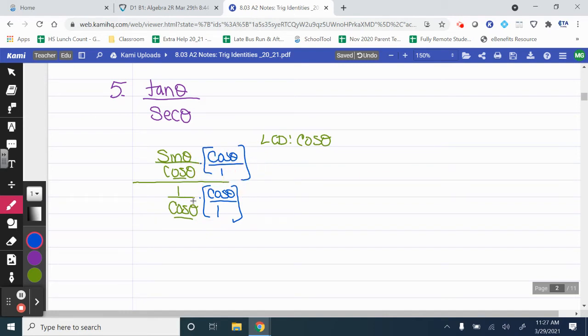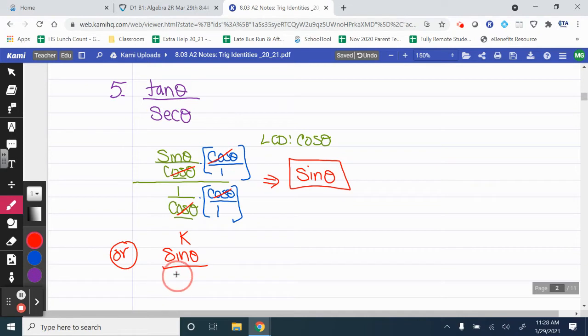In brackets if you don't have another color. And then I can cancel those out, so cosine theta. So now everything in the denominator is canceled out, leaving me with just sine theta over 1, or just sine of theta. Another option you could have done is your keep, change, flip. So sine theta over cosine theta, change division to multiplication, and then flip your 1 over cosine. So it's cosine theta over 1. And then you can cancel out your cosines, leaving you with sine theta. So 2 different ways of doing the same problem.